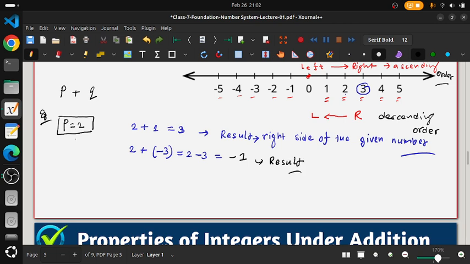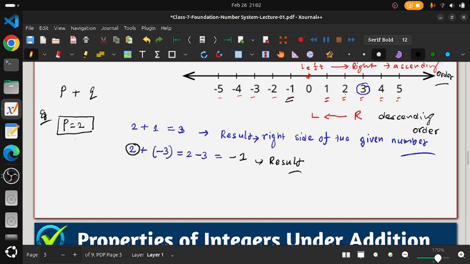And where will be the result then? Is the result to the right of the given number or the left side of the given number? See, 2 is our given number. So whenever we are adding a negative number, our result is minus 1. That means when we add a negative number, the result will always be on the left side of the given number. Understood?